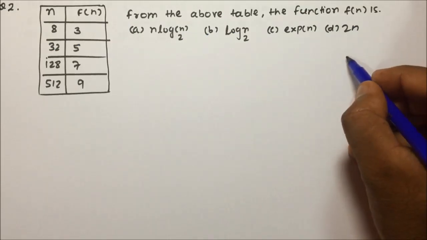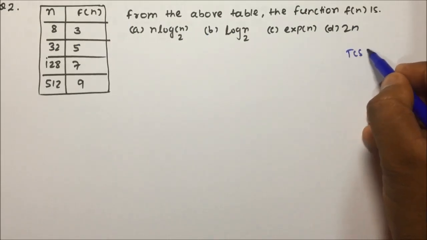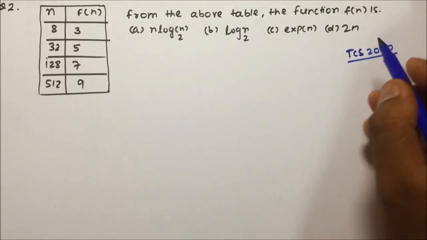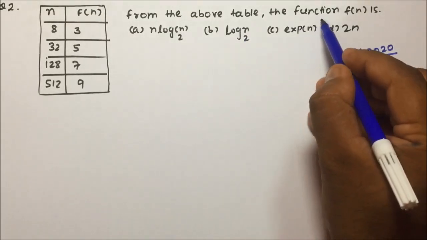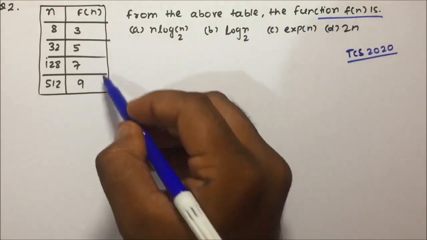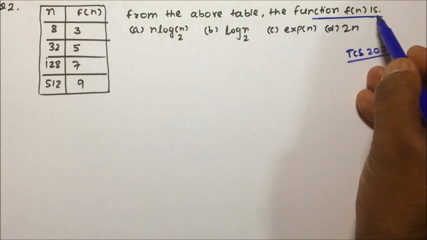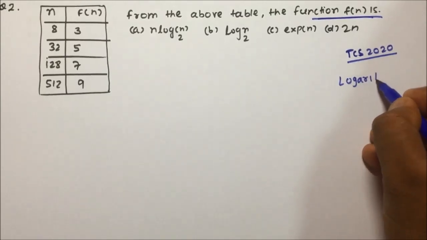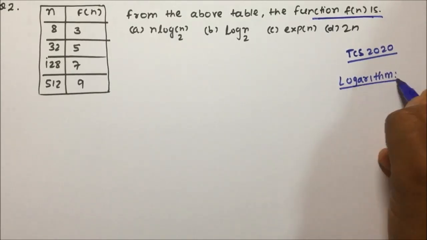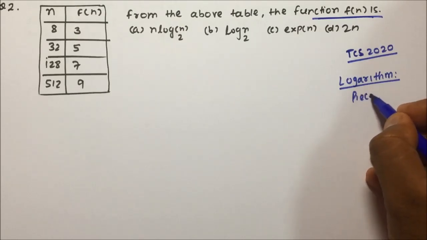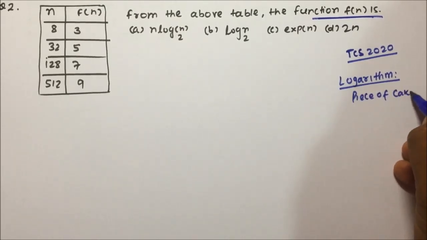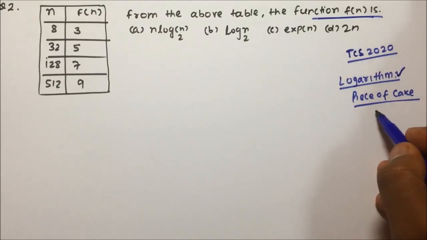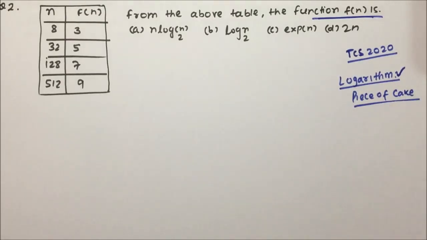Now question number 2 is one of the questions asked this year. Now let's see how we are going to tackle this. From the above table, the function f(n) is, so one table is given and you have to find out the function f(n). Now if you know the basics of the logarithm, friends, then this will be a piece of cake for you. And if you don't know the basics of the logarithm, then it will be very difficult for you. Now how are we going to use it?